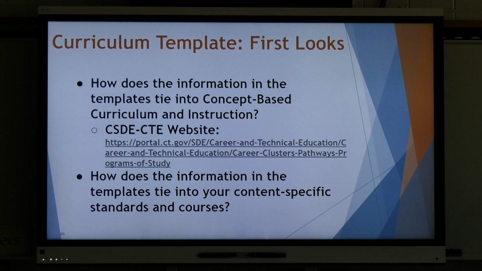I also put on here, just so you have it in one place, because I try to put things in one place, the link to the state website, which has all of your standards referenced in it. So if you're wondering where all your standards are or where you can find them, I just tried to put it on here for you, because I like going to one place for everything.